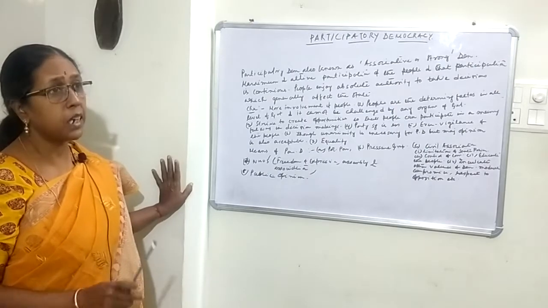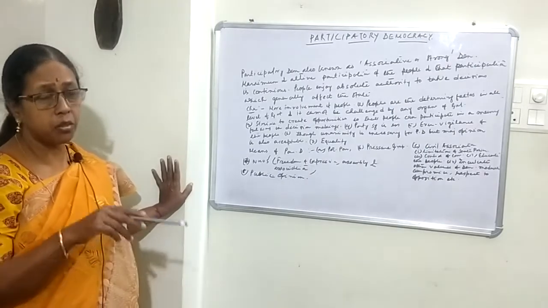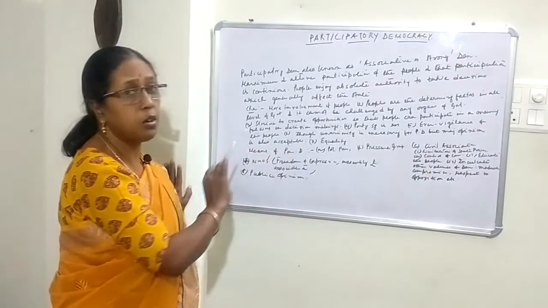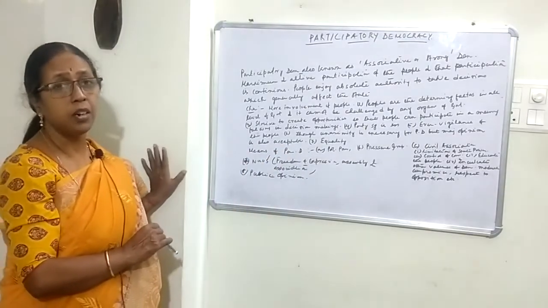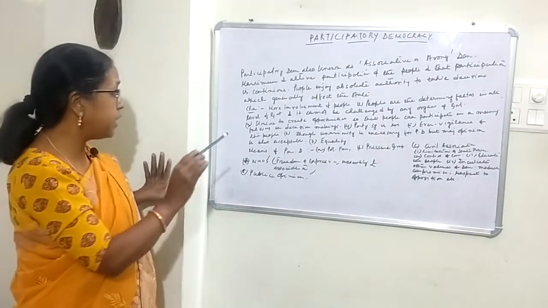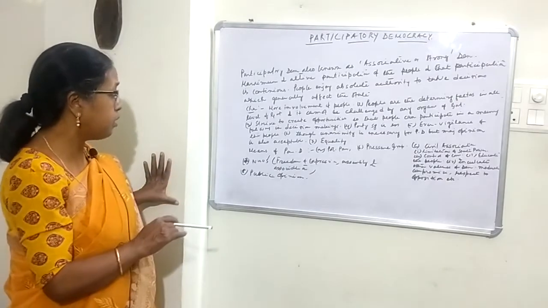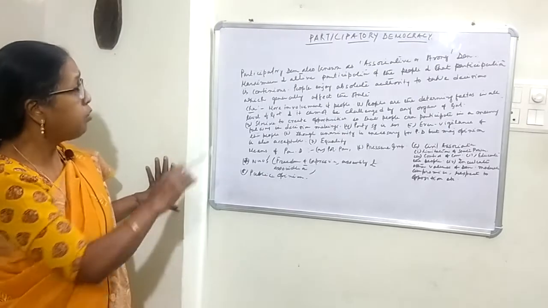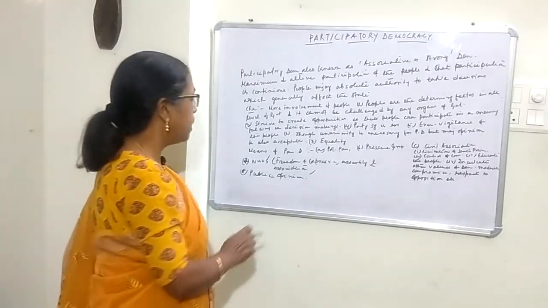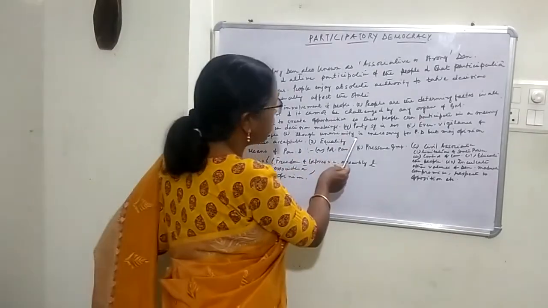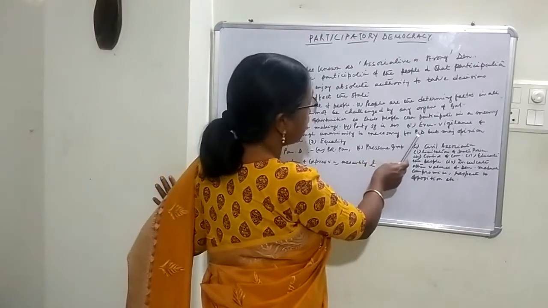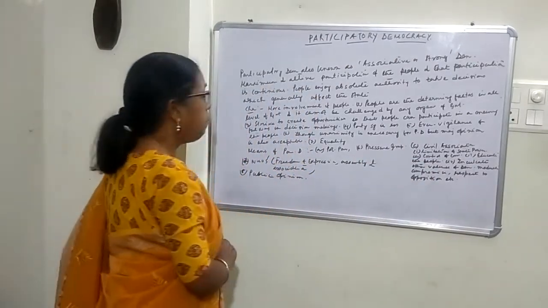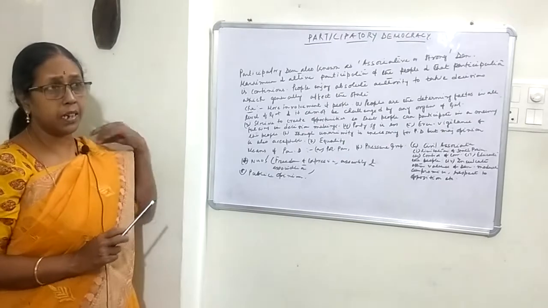If you are alert about what is going on around you, then only you can give your correct opinion for taking correct decisions. So the vigilance of the people or citizens is very much essential for participatory democracy. Then another one is, though unanimity is necessary for participatory democracy, majority opinion can be accepted.